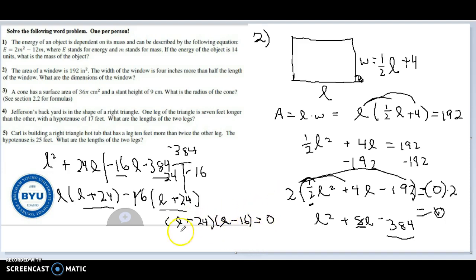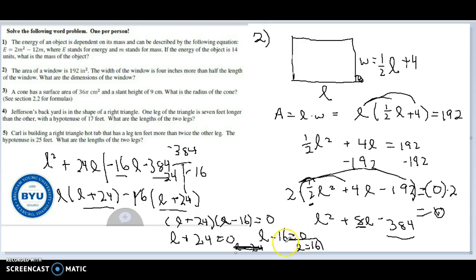And at this point we use the zero product property and we solve the two equations. L plus 24 equals 0 and L minus 16 equals 0. This one has a solution of negative 24. We'll talk about that in a second. This one has a solution of positive 16. So remember that we're finding a length, and lengths can't be negative. So even though negative 24 does make the equation true, it doesn't make sense in the context of the problem. So we're going to eliminate that one.